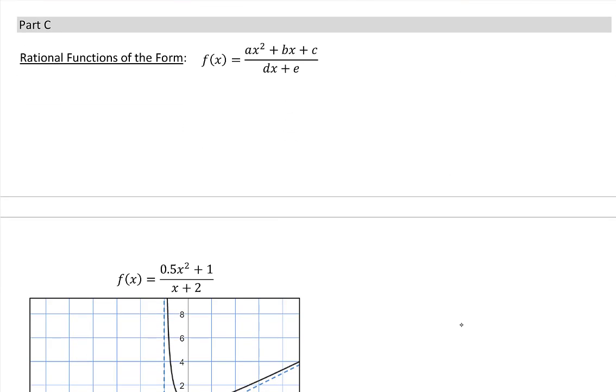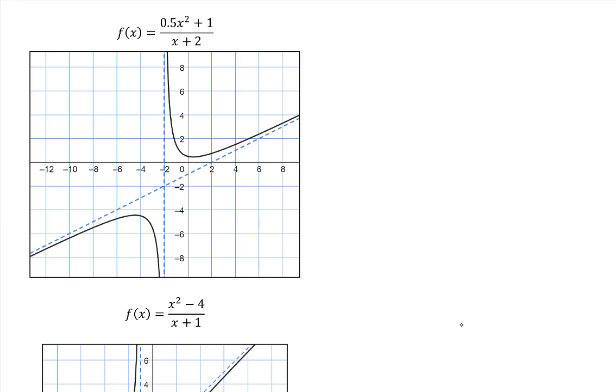All right, final set of rational functions. This time a quadratic over a linear function. So, where are the zeros? We see for the first one, there are no zeros. And we can prove this algebraically.